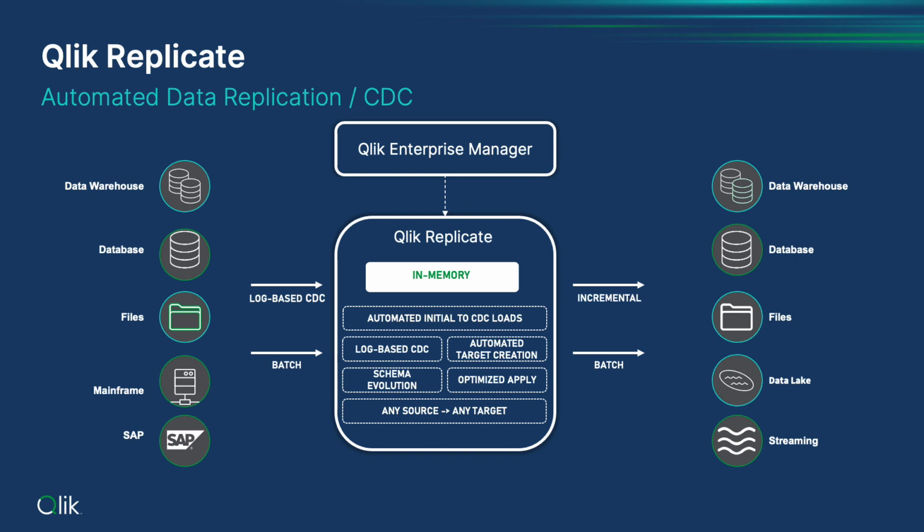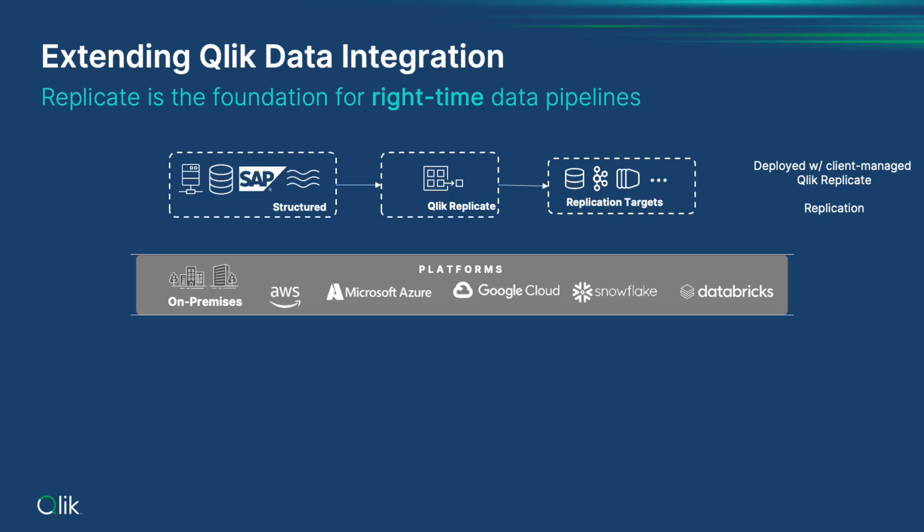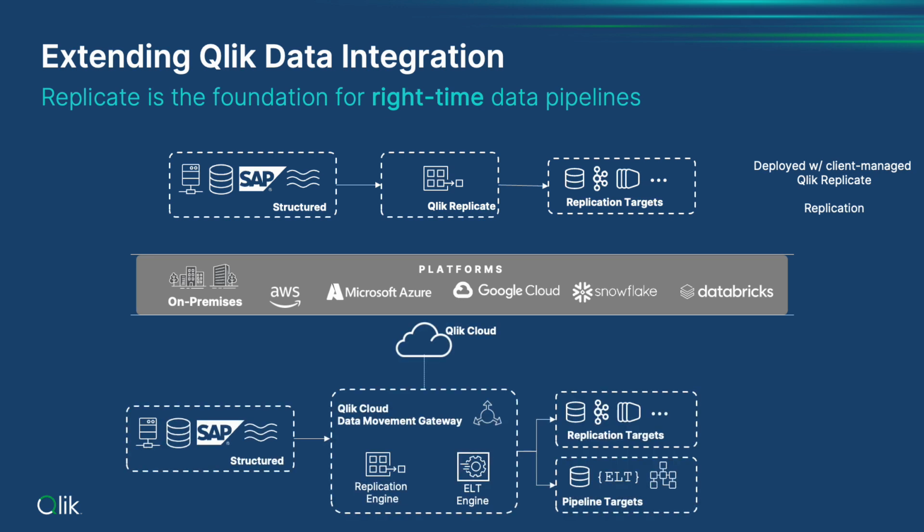So many of our customers are leveraging Replicate today for all types of mission critical workloads. And as those customers will know, it's a log-based change data capture, data replication solution, as you can see here, capturing from sources and delivering to heterogeneous targets, right? 40, 50 sources, 40, 50 different targets. What we've done in our cloud environment is really giving you the ability to leverage that capability through our cloud. Replicate is the foundation of what we do for pipelining, and so you can deploy it on-premise. We also have the ability to deploy it in the cloud.